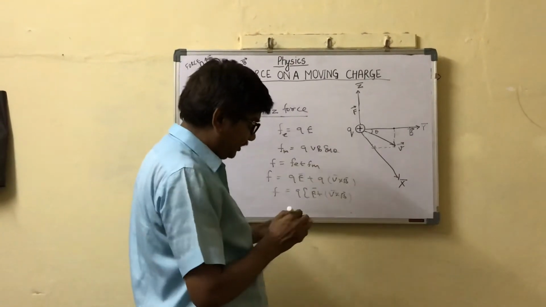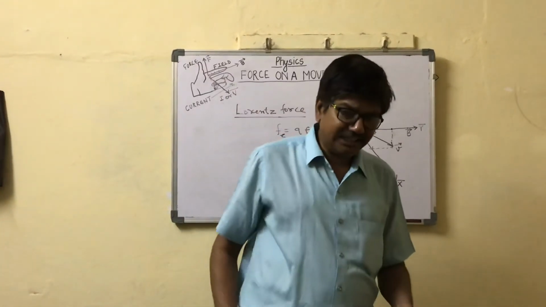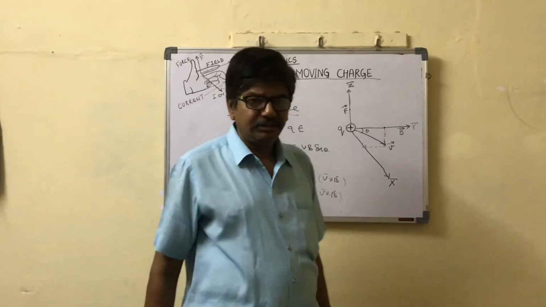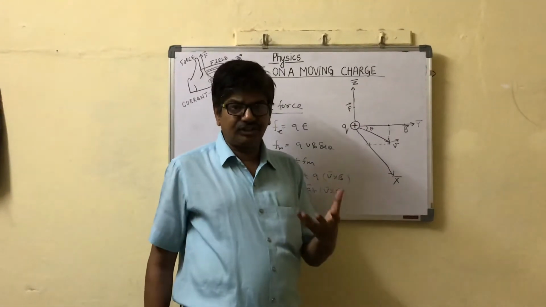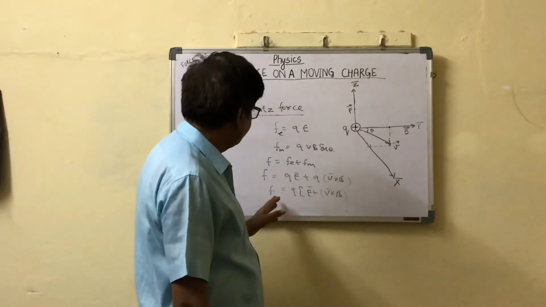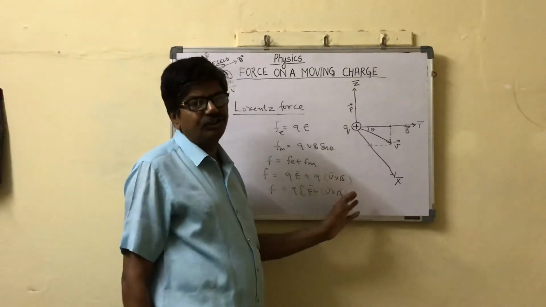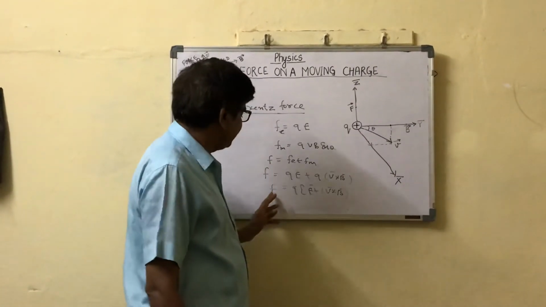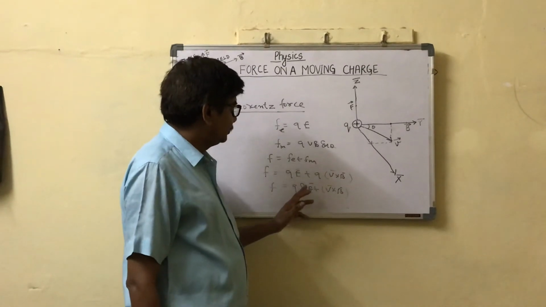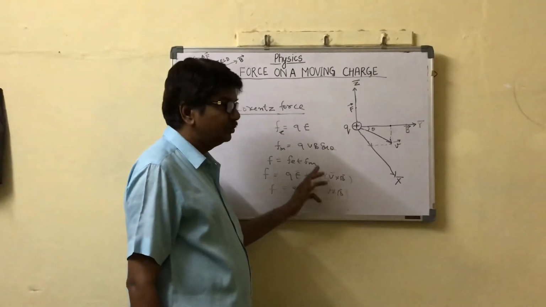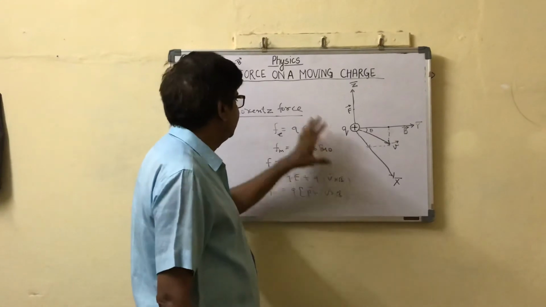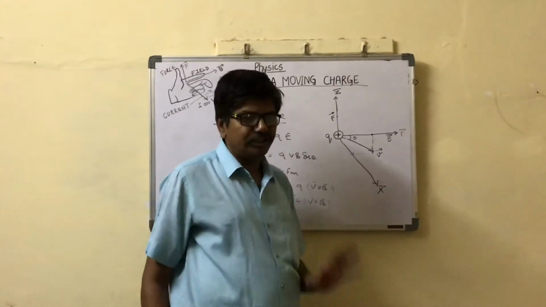So when a charged particle moves in electric as well as magnetic fields, the force exerted is known as the total Lorentz force. Its magnitude is F equals QE plus Qv cross B. This is the total Lorentz force.